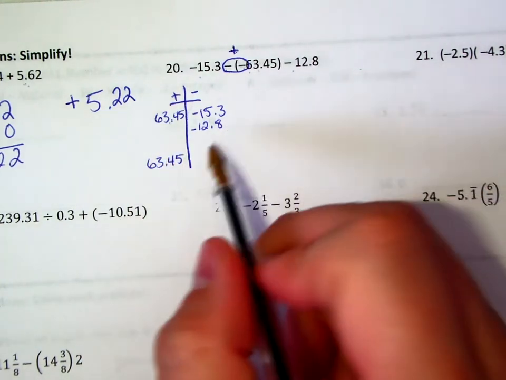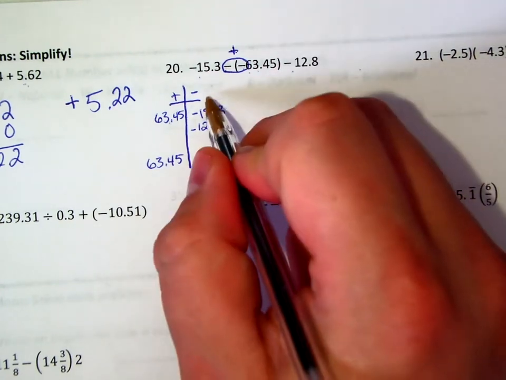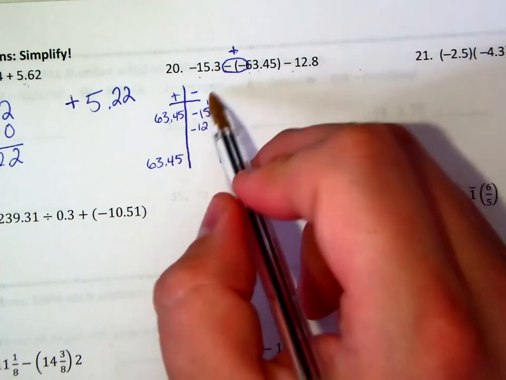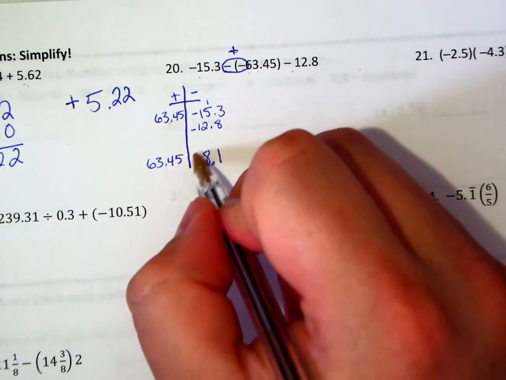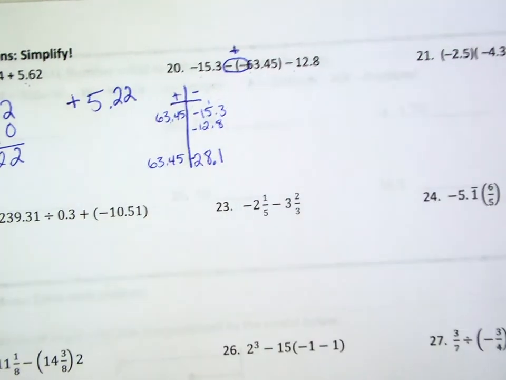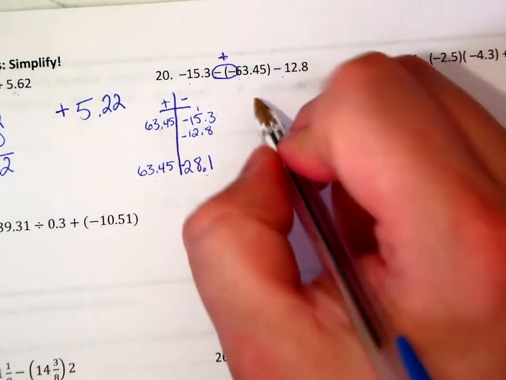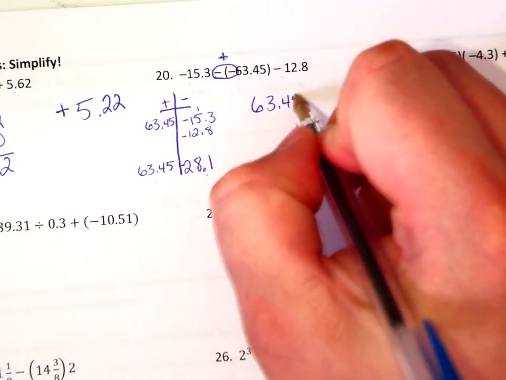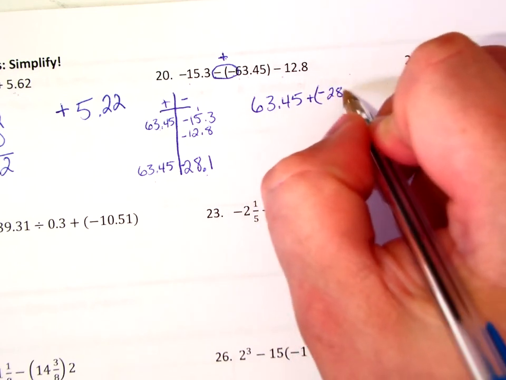And my total for my negative column requires me to add these two together. So 8 and 3 is 11. Carry the 1. 5 and 2 is 7, plus 1 is 8. And then 1 and 1 is 2. So the total for my negative column is negative 28.10. And again, just like problem 1, now I have a term that is positive and a term that is negative, and I can even rewrite this expression now using just these two values. I get 63.45 plus negative 28.1.